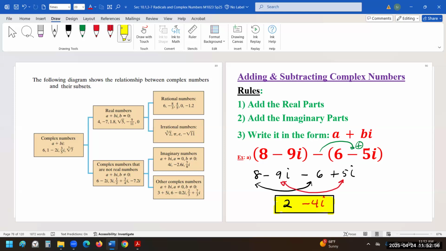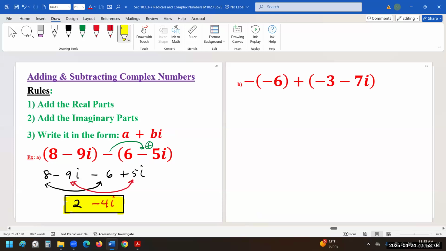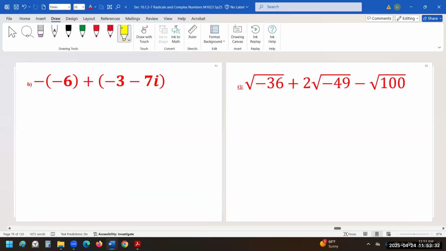That's all you need to do. Combine real with the real, complex with the complex, put them together. Try the next one. And then one more.